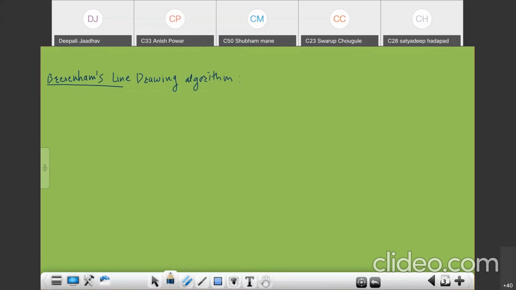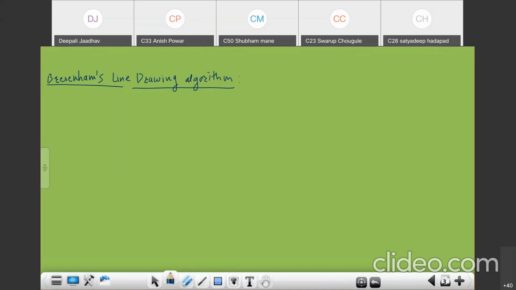Before I start with the Bresenham's line drawing algorithm, this algorithm mainly depends upon the slope of the line. Why is the slope important? That part we see first, and then we will see the Bresenham's line drawing algorithm.